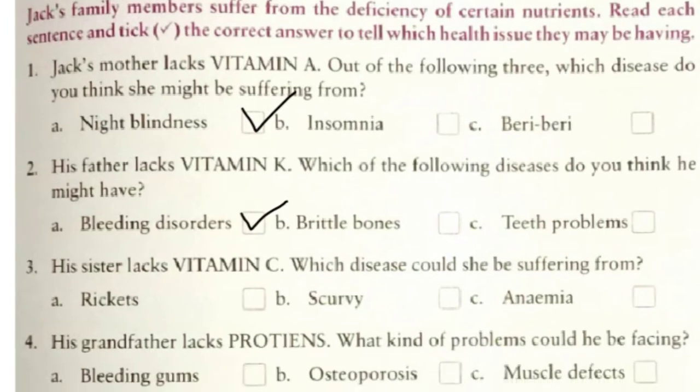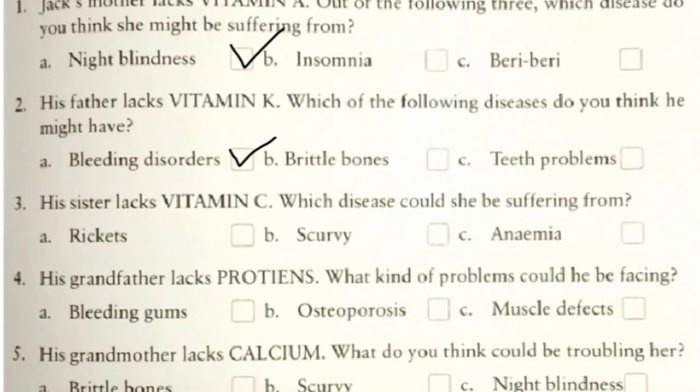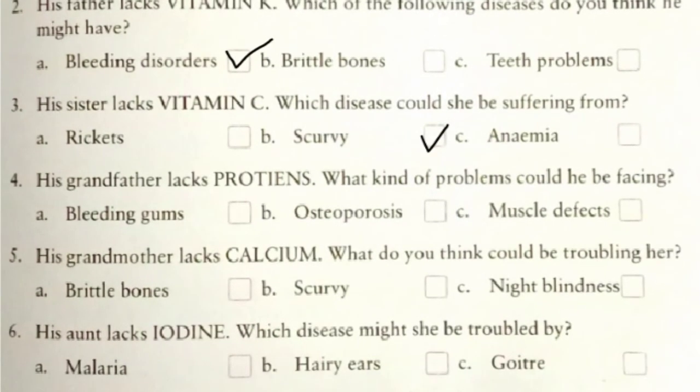Now let's see number 3. His sister lacks vitamin C. Which disease could she be suffering from? The correct answer is scurvy. Deficiency of vitamin C causes scurvy. Please put a right tick in option B. Now let's see number 4. His grandfather lacks proteins. What kind of problems could he be facing? Lack of proteins causes muscle defects. The correct answer is given in option C.